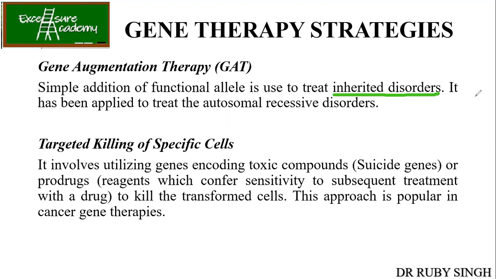Now, second one is targeted killing of specific cells. So it involves utilizing genes encoding toxic compounds. Those are called suicide genes or the prodrugs. So they are the reagents which confer sensitivity to subsequent treatment with a drug to kill the transformed cells. It is popular in cancer gene therapies, as I mentioned before. So anyway, whenever we're targeting any cells to die, we always remember mainly it is meant for the cancer.